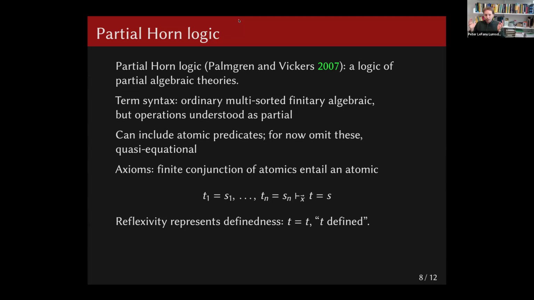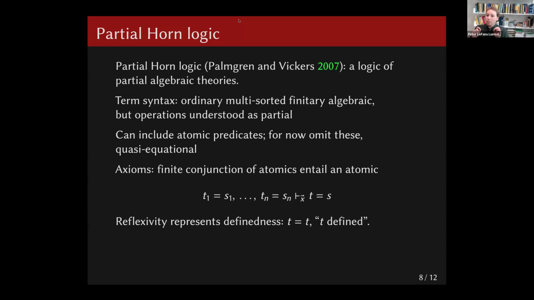One can include atomic predicates in the theories, have relational theories in the setup, but for now we don't need them. We'll restrict to the case of quasi-equational theories where our only atomic formulas are equalities between terms. And then the axioms allowed are sequents with a finite conjunction of atomics on the left and a single atomic on the right. So a very, very restricted class of sequents is used in the reasoning of partial Horn logic. All you're allowed to say is, if these are equal, and these are equal, and these are equal, then these are equal. A sequent of that form.